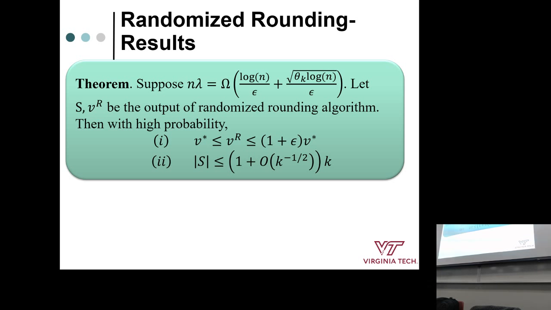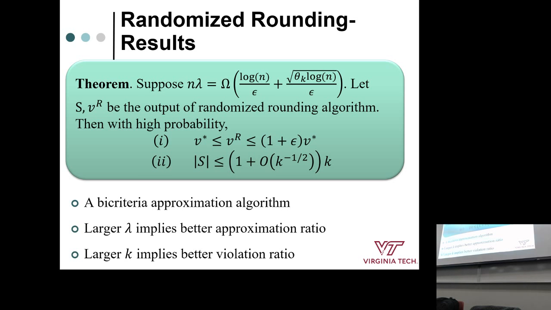But this factor is controlled by the square root of k. So when k is slightly larger, then this term is almost equal to 1. This term vanishes. And we have a 1 plus epsilon approximation, if n times alpha is in some range. Okay. So this tells us that the continuous relaxation might give us a good solution if lambda, again, n times lambda is large enough, and if k is also very large. Okay. And this is our result for the randomized rounding procedure, utilizing the continuous relaxation of the conic program.